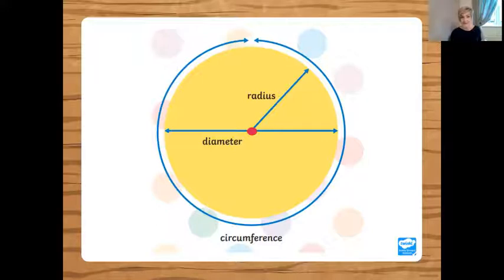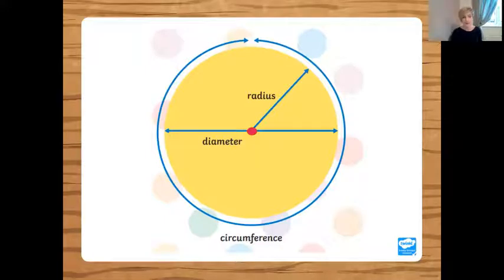The radius is that point from the centre out to the circumference. So the distance of the radius will be the exact same from the centre to the circumference at any point in the circle, whether it's pointing to the top, whether it's pointing to the bottom, diagonal, whatever way. As long as it's in the centre and it's going to the edge of the circumference, the radius will be the same length. If it's not, then it's not a true circle.